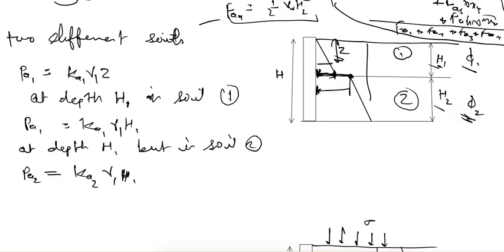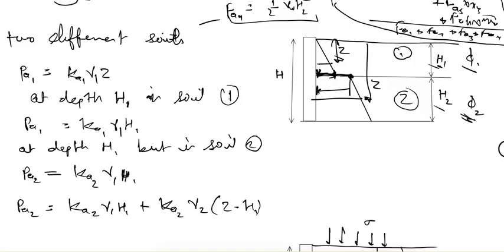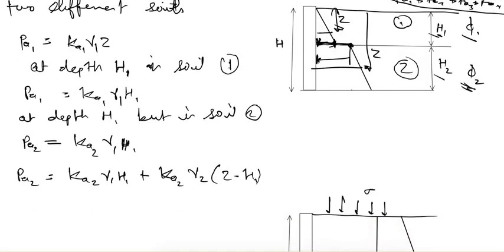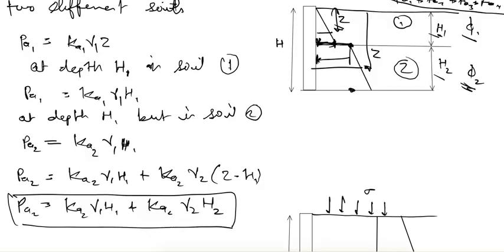And after that, at this level, let's say this is depth z, we can write Pa2 is equal to Ka2 gamma 1 h1 plus Ka2 gamma 2 times z minus h1. And if we want to write at this point, it would be Pa2 is equal to Ka2 gamma 1 h1 plus Ka2 gamma 2 h2. So this way we can find out the pressure, and if we want to find out the resultant, then we can again break it into parts.